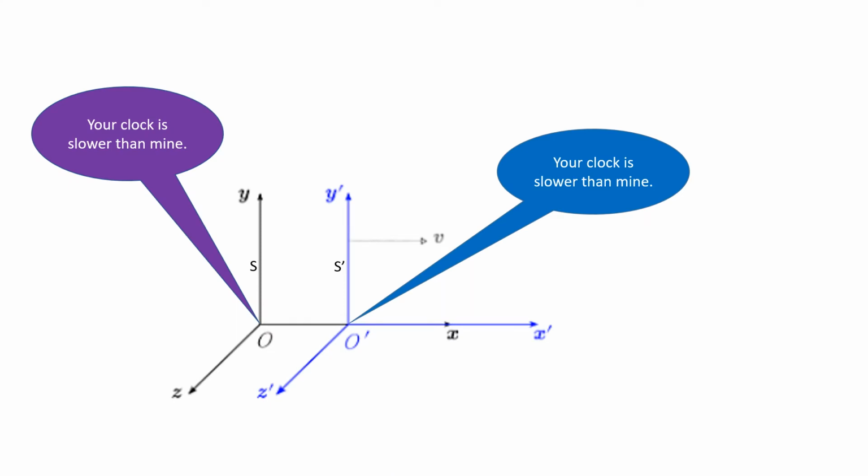Consider two inertial frames S and S prime. S prime is moving relative to S. Therefore, S will say that the clock of S prime is slower. But according to S prime, it is S which is moving. Therefore, S prime will say that the clock of S is slower. I am going to explain how both are correct.